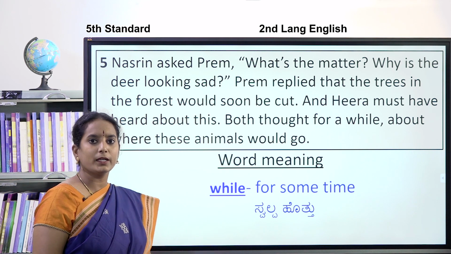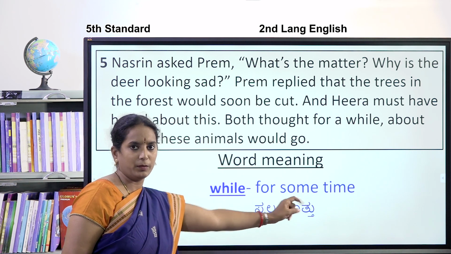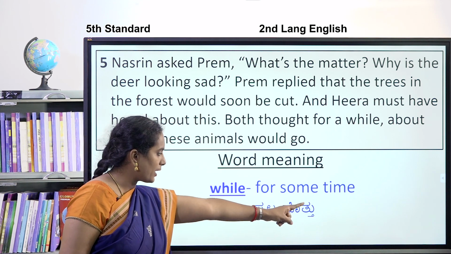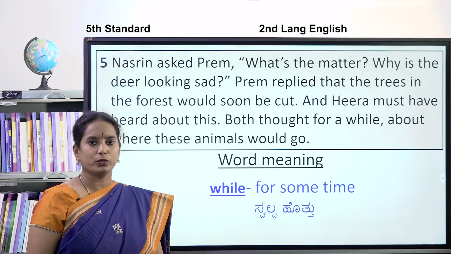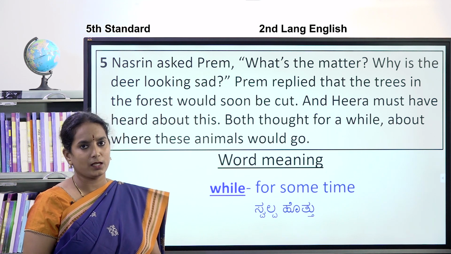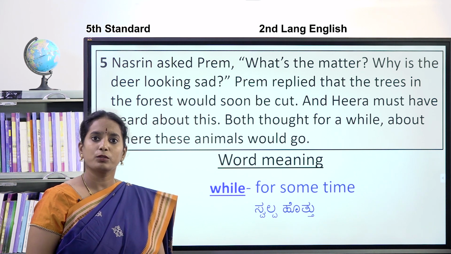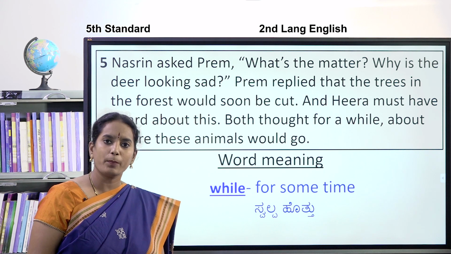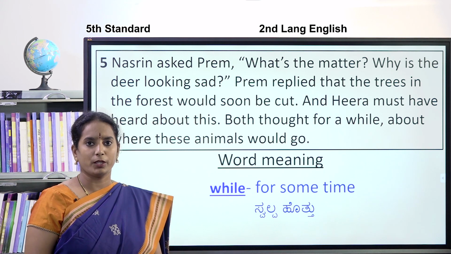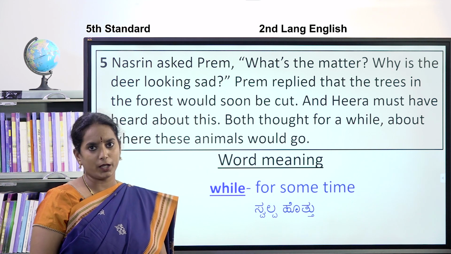While. The word is while. What is the meaning? For some time. The meaning is for some time. ಸ್ವಲ್ಪ ಹೊತ್ತು. In Kannada, ಸ್ವಲ್ಪ ಹೊತ್ತು. In the lesson we have the sentence, both thought for a while. ಅಂದರೆ ಇಬ್ಬರು ಸ್ವಲ್ಪ ಹೊತ್ತು ಆಲೋಚನೆ ಮಾಡಿದರು.